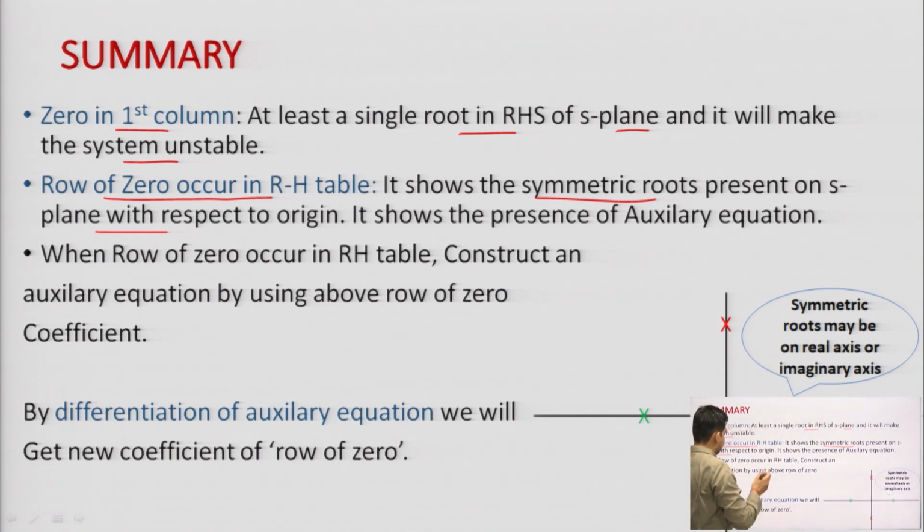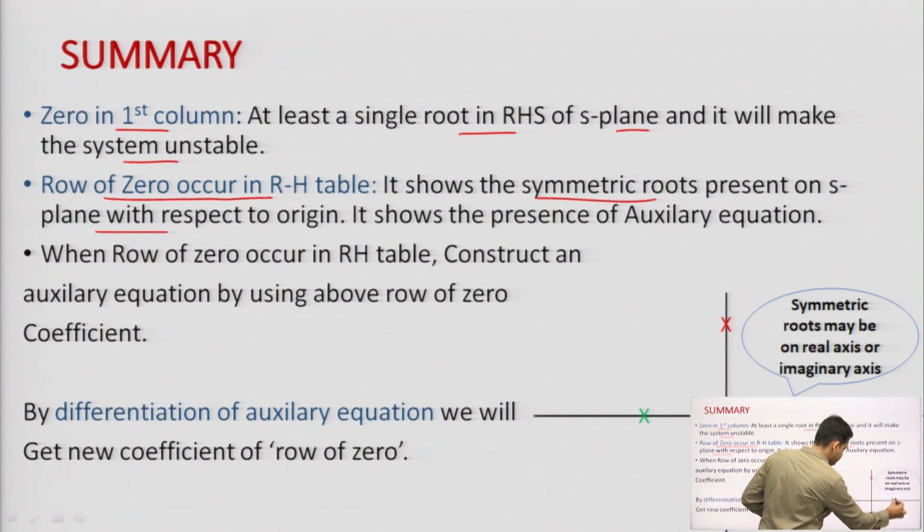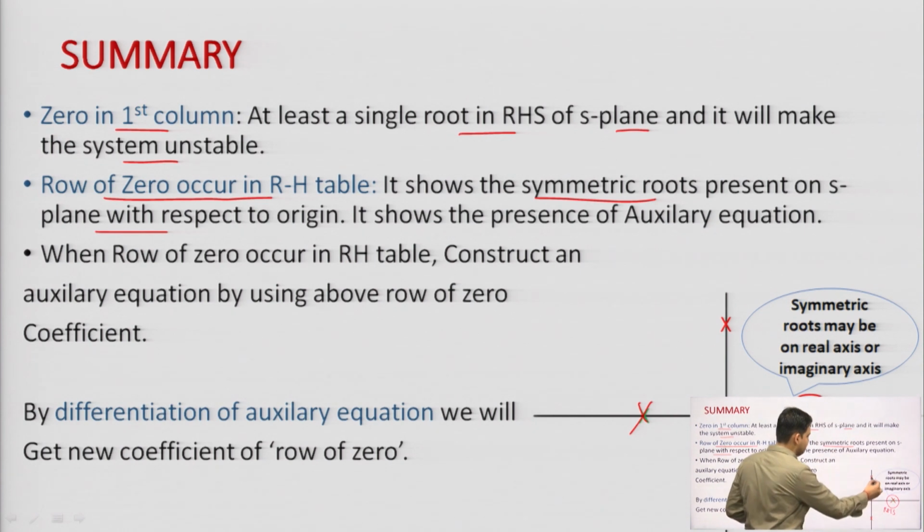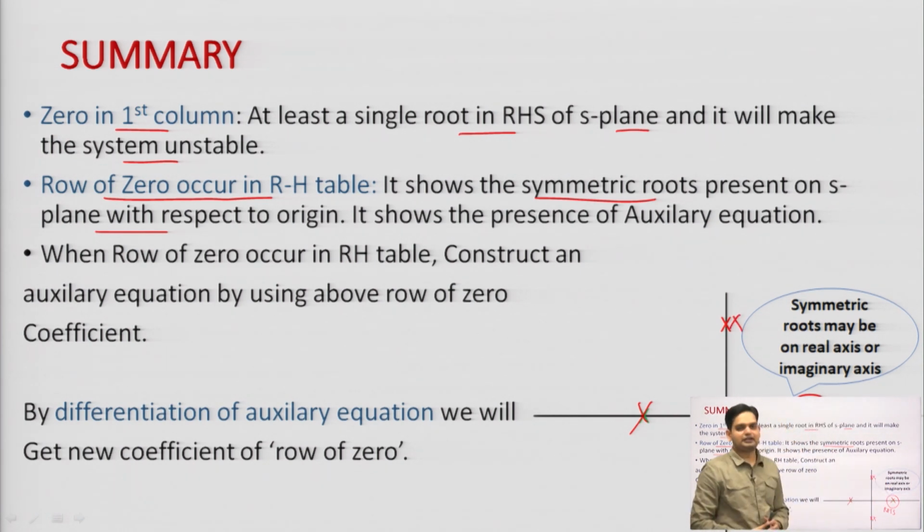So, this we have to check. Whenever I am getting symmetric roots on the real axis, as I told you, it means one root is lying in the RHS, so directly we can say our system is unstable. And if we are getting repeated roots on the imaginary axis, then this would be an unstable system.